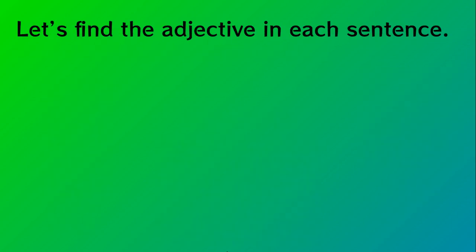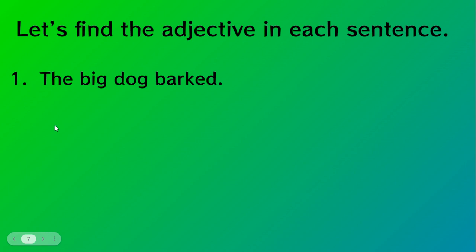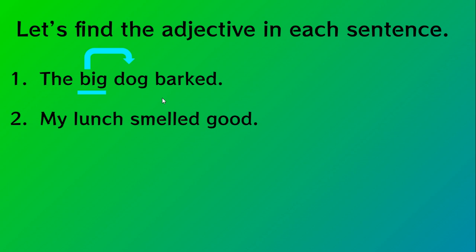Let's find an adjective in each sentence and then figure out what it is describing, which noun. The big dog barked. What is the adjective? What's the describing word in that sentence? You're right, it's big. What is big describing? What in this sentence is big? The dog or barked? Yeah, it's describing the dog, right? It's saying the dog is big.